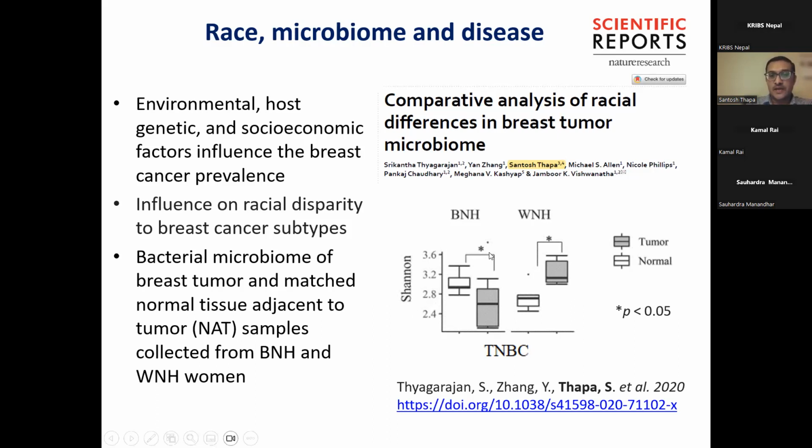Clearly shown here is that between the tumor and the normal tissue type, you can see a difference in the Shannon diversity. It's higher in the normal tissue compared to the tumor in the black non-Hispanic group, while the opposite is true for the white non-Hispanic group. This is one piece of evidence showing that there are racial differences between black non-Hispanic and white non-Hispanic individuals with regard to triple negative breast cancer.